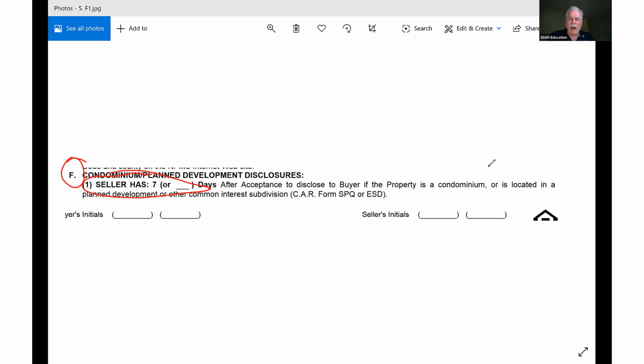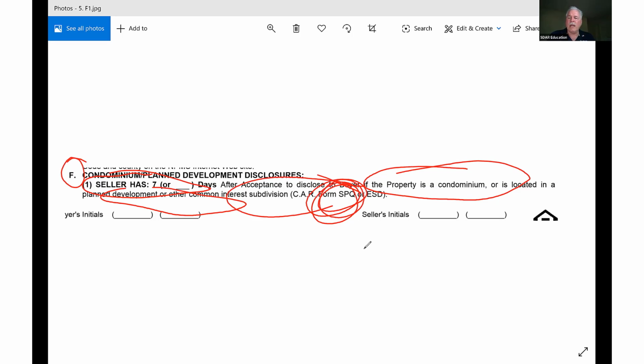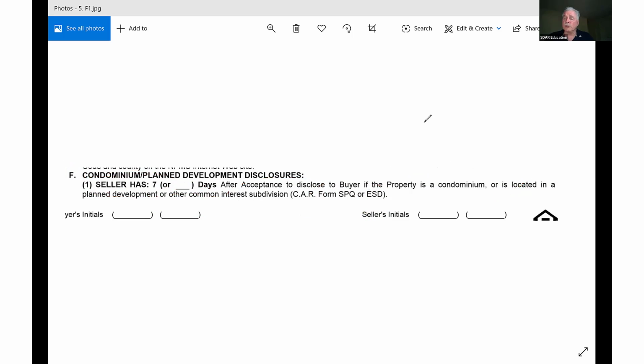So to disclose to the buyer if the property is a condominium or is located in a planned development or other common interests, and I'm going to do that with my SPQ form, okay? And if the seller is otherwise TDS exempt, I'll do it with my ESD, okay? All right, so make sure that those disclosures are made. And again, the SPQ form is a great little form. It just drills into the question. SPQA makes it even more exciting. Remember, this is the state form, so therefore they're only mentioning the SPQ.